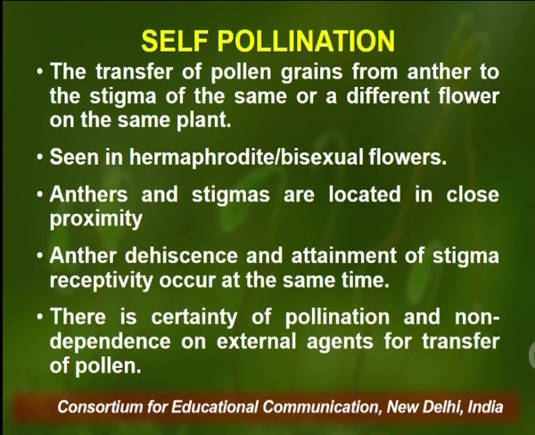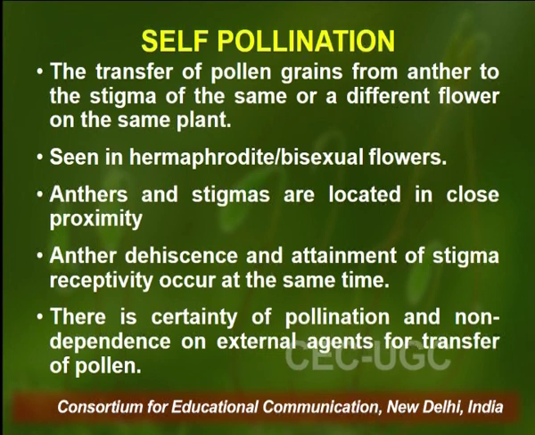Now, when I say self-pollination, it means that there is transfer of pollen grains from anther to the stigma of the same flower or a different flower, but which is present on the same plant. Now, this can happen in the same flower if the flower has both types of sex organs. So, the flowers where self-pollination occurs can be bisexual or hermaphroditic flowers. Also, the anthers and the stigmas in such flowers are located very close to each other, so that easily the pollen can reach the stigmas.